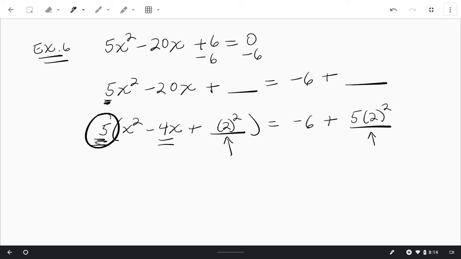Okay? And then the rest is still the same. So it's going to be x. And then I'm going to use this sign, minus, and then this is, oops, that's not a 2.